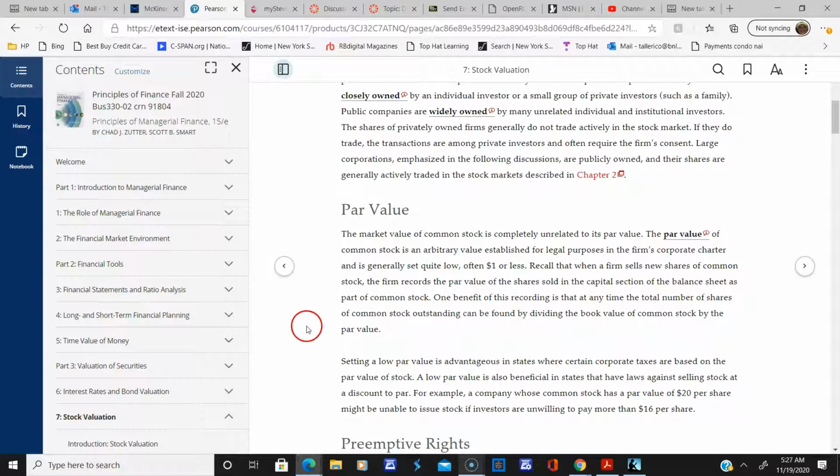All right, so common stock has a par value that's assigned to it. It really has no meaning. You can see the magic words here. It's an arbitrary value established for legal purposes. That's it. In the firm's corporate charter, and it's usually set at $1.